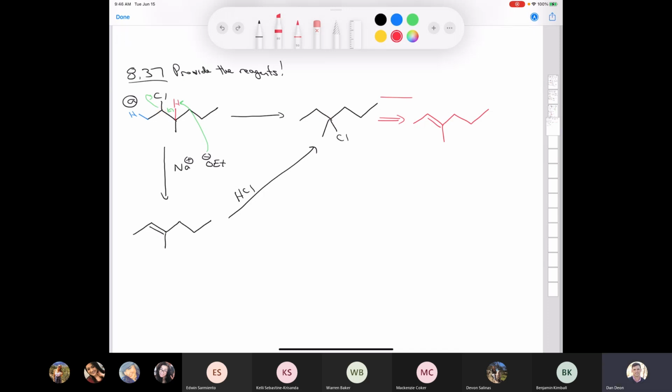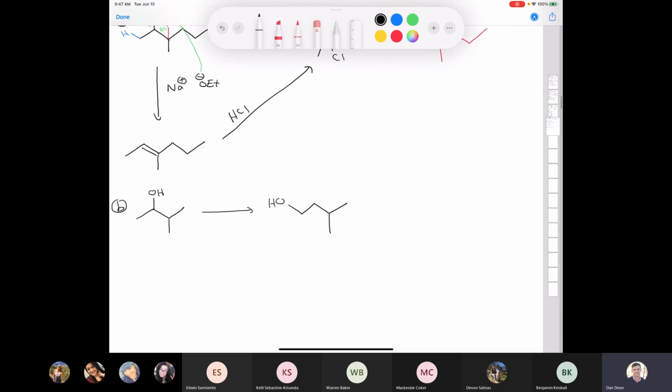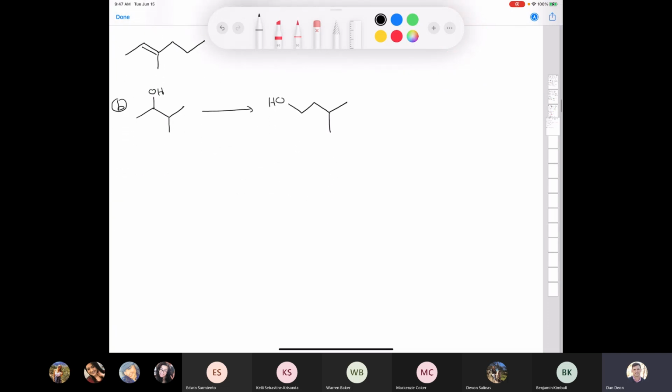Let's take a look at B. Here we're starting out with an alcohol. I'll leave this one up for a sec while I scribble this down here. So we have a total of 5 carbons in the skeleton. We've got a hydroxyl, and we just want to move the hydroxyl around. So I want to take this. No, I can draw better than that. Here we go. Okay, so in 8.37b, all we're doing is moving the hydroxyl from the carbon in red to the carbon in yellow.